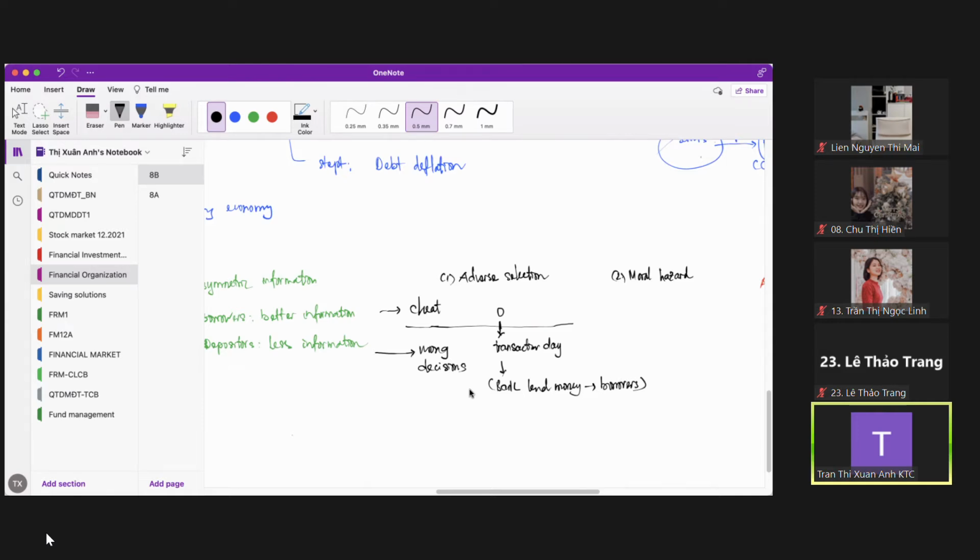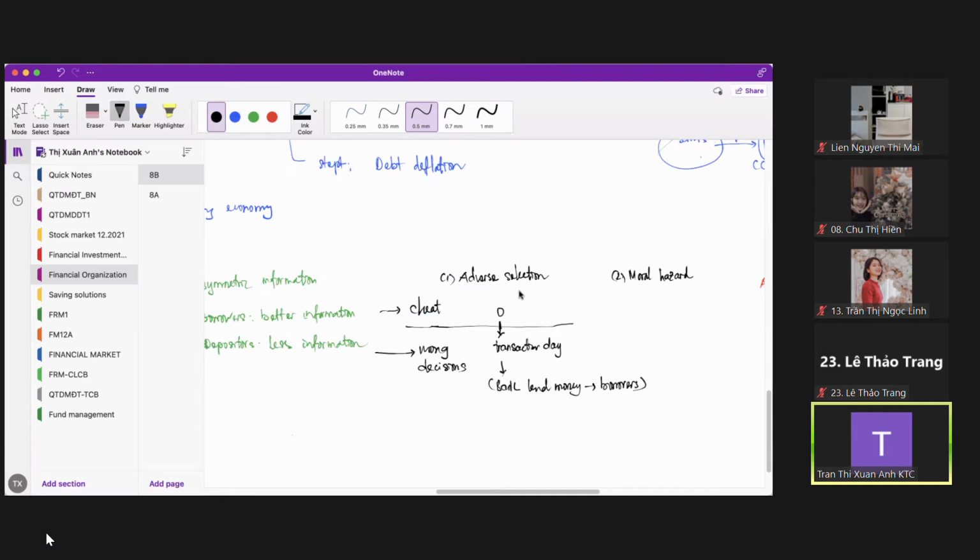However, because you do not have enough information about the client's projects, even a risky project still gets lent to. It's still lending. So that we call the wrong decisions, and that is the outcome of adverse selection.